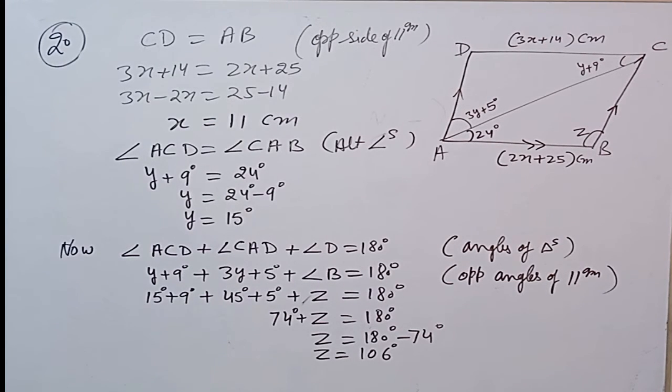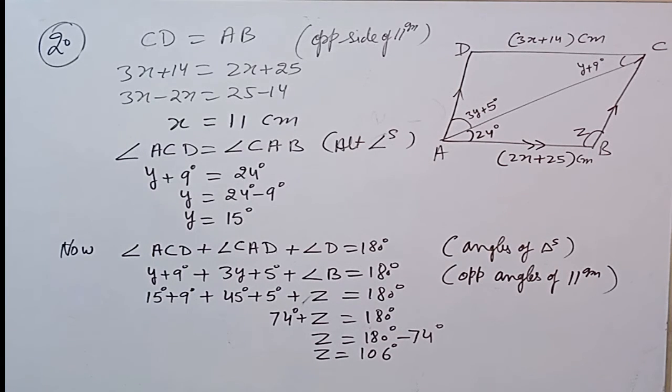So first we will take CD equal to AB because opposite sides of parallelograms are equal, that means 3x plus 14 equal to 2x plus 25. 2x will go from right to left and will be subtracted from 3x, that will give you x, and 14 will go from left to right and will be subtracted from 25, that will give you 11. So x equal to 11 centimeter.